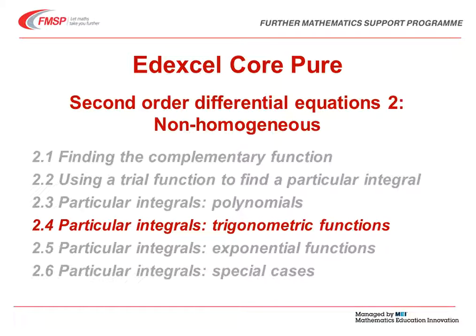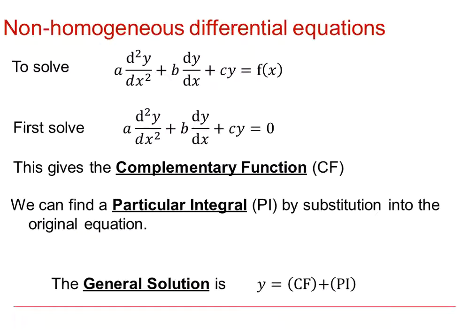Edexcel Core Pure, second order differential equations 2, the non-homogeneous case, particular integrals with trigonometric functions. We've previously seen how important it is in these second order non-homogeneous equations to first consider the homogeneous case in order to find a solution which is called a complementary function. We can then consider the non-homogeneous case in order to find a solution which is called the particular integral, and it's together that these two functions create the general solution.